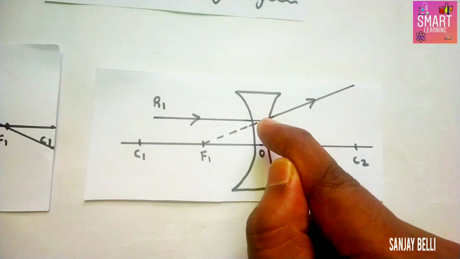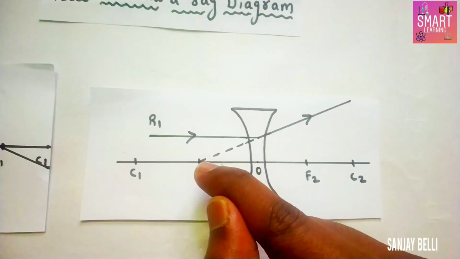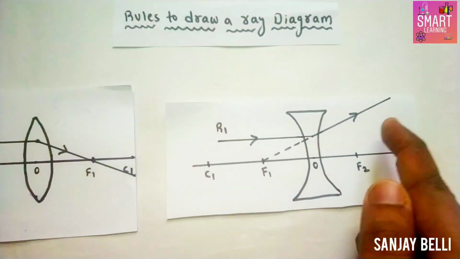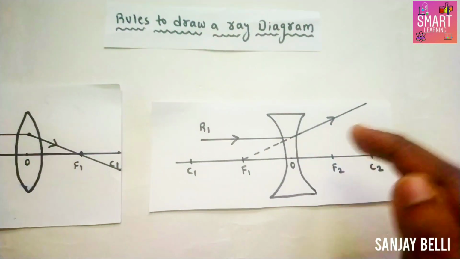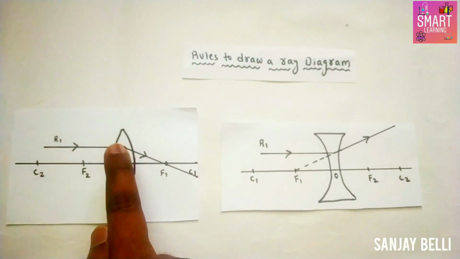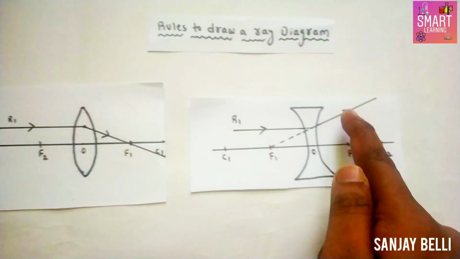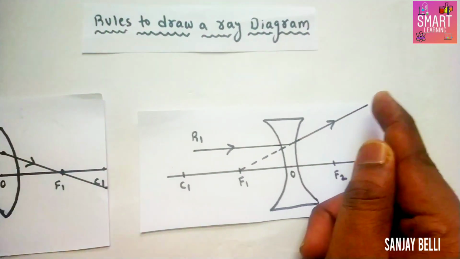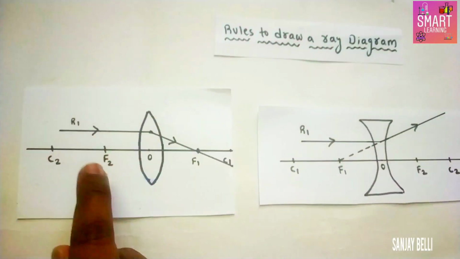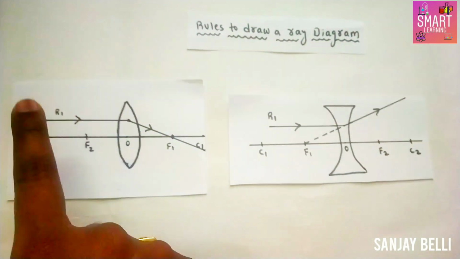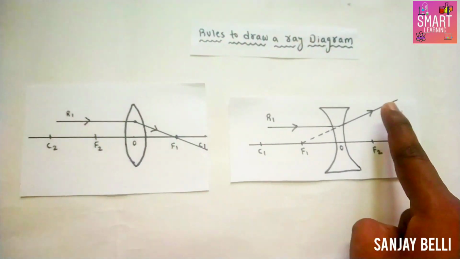Here you can see the dotted lines. This dotted line represents the ray; the refracted ray appears to be coming from the focal point. We cannot draw it passing through the focal point, because it is a diverging lens and the ray has to diverge. Same rule: parallel to principal axis passes through focal point. Here also, make sure that the refracted ray appears to be coming from the focus. So this is your first rule: parallel to principal axis passes through focal point.